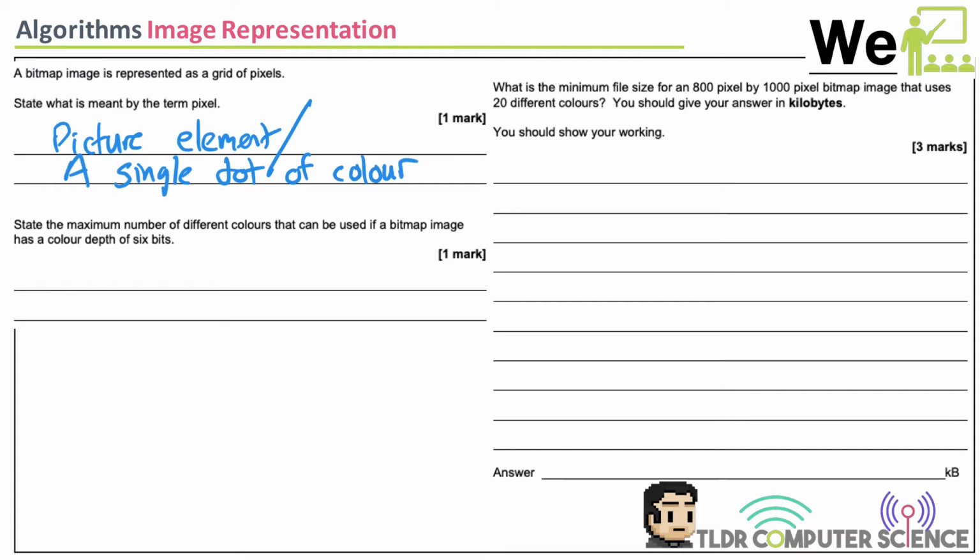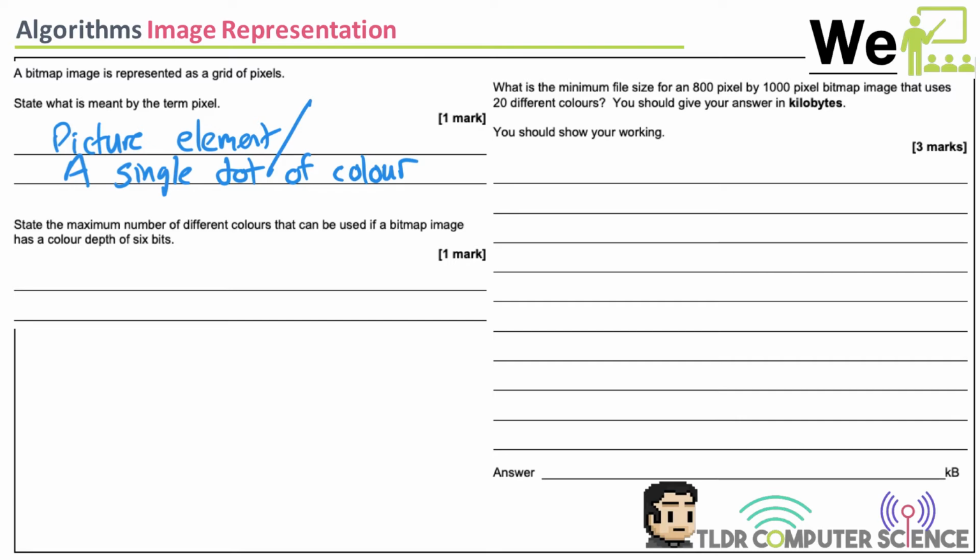Now this one here, this is truthfully, and we probably experienced this on Tuesday, one of the main places where people go wrong: linking bits to the number of colors. That's exactly right. So in here it says, state the maximum number of colors that can be used if a bitmap image has a color depth of 6 bits. What can throw people as well? Sometimes they say, if there's 40 colors, what's the bit depth of that?